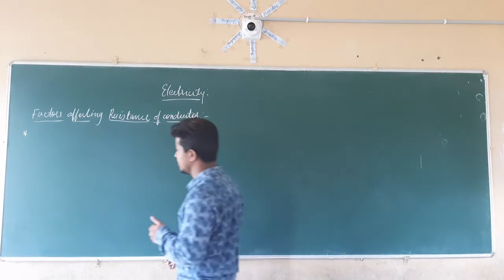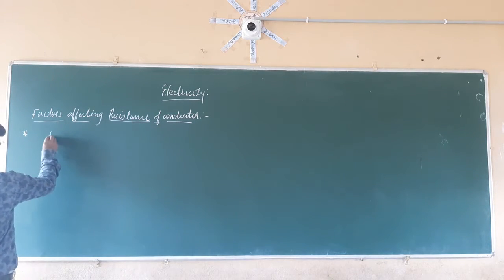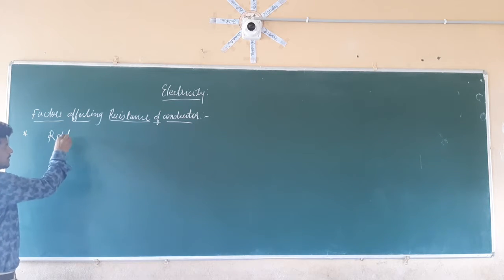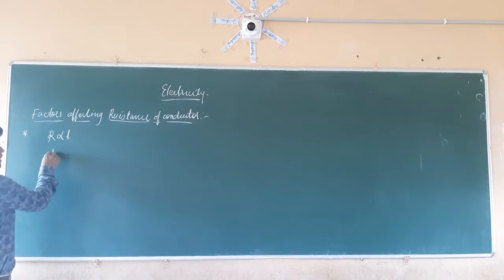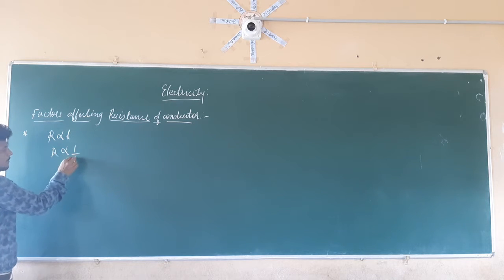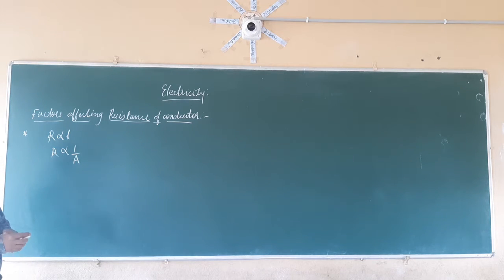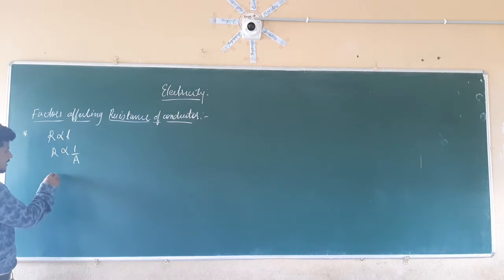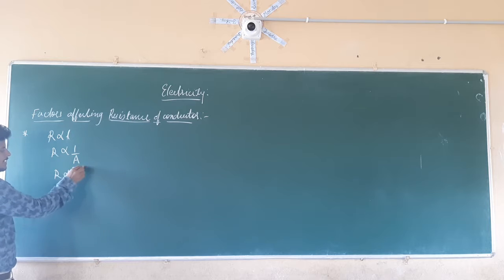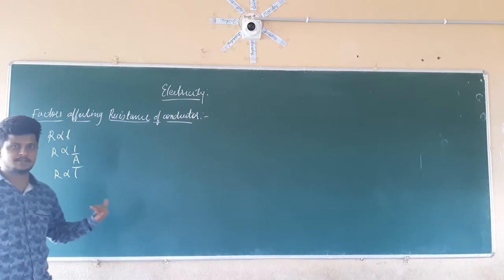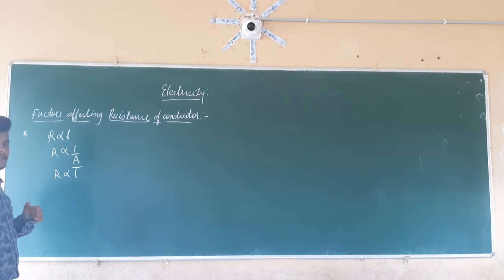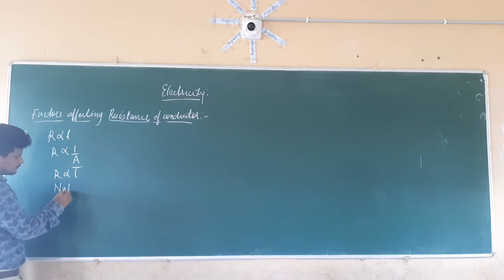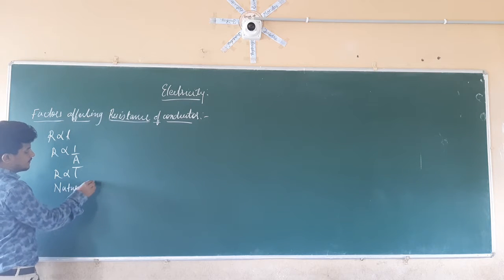If you remember those things, R is directly proportional to the length of the conductor. Second one is R is inversely proportional to 1 by A, that is nothing but R is inversely proportional to A, the area of cross section. R is directly proportional to the capital T, that is nothing but as temperature increases, resistance of the conductor increases. And the fourth one is the nature of the material.